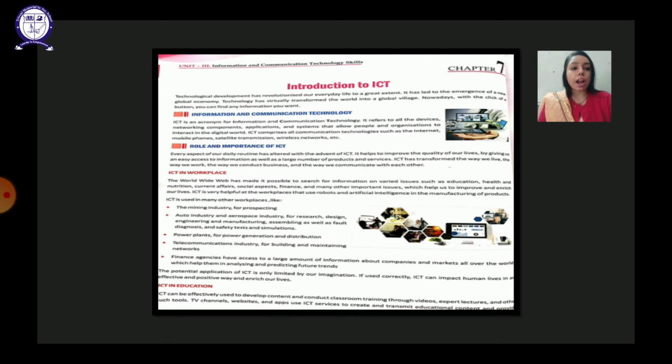Today we are going to start chapter 7 of unit 3, Introduction to ICT. In this chapter we are going to learn about the meaning of ICT, the role and importance of ICT and the various tools of ICT.